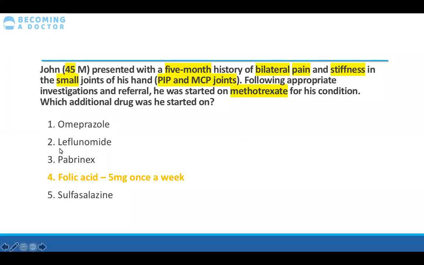So option number 2, leflunomide, and 5, sulfasalazine, are also treatment options for rheumatoid, and maybe he might need those as add-on. But when someone's on methotrexate, they have to be on folic acid. That's because methotrexate works by interfering with the metabolism of folate and suppressing certain components of the immune system. So that's why you want to give them folic acid 5 milligrams. Pabrinex is for vitamin B, so it wouldn't be applicable in this case.